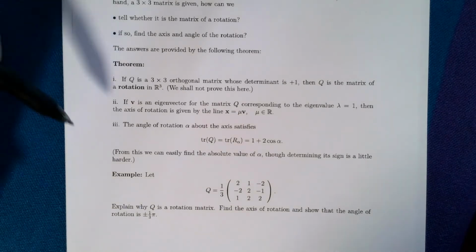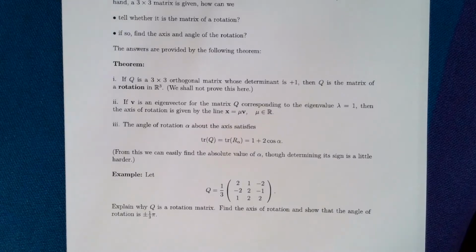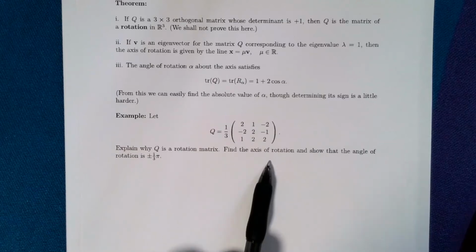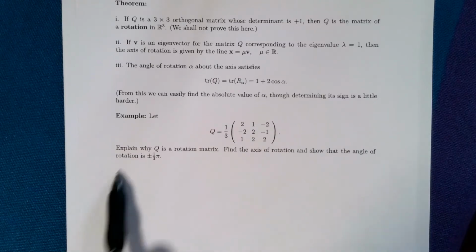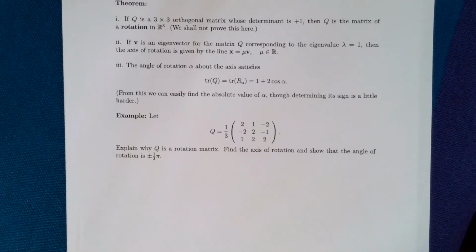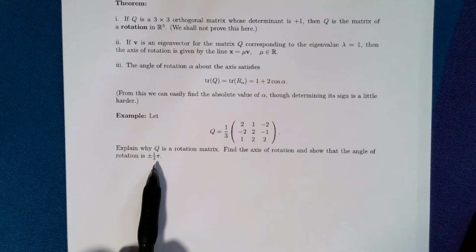So a couple of examples to work through here. I've got this matrix Q, here it is. We want to explain why Q is a rotation matrix. We want to find the axis of rotation, and we want to show that the angle of rotation is plus or minus pi on 3. At this stage, we'll come back and look at determining the sign of this a little bit later on.